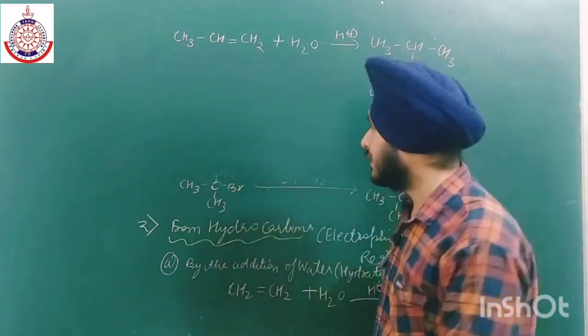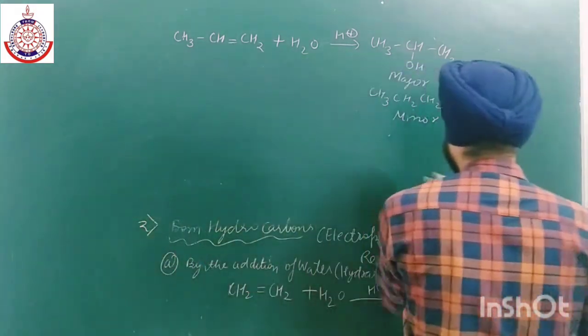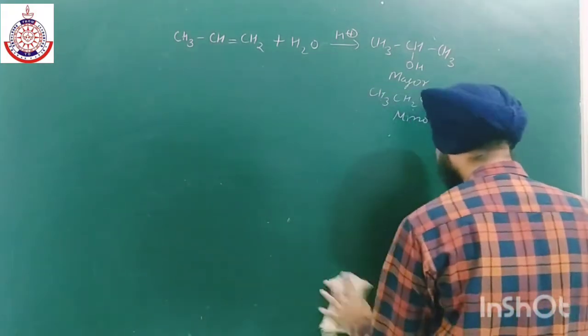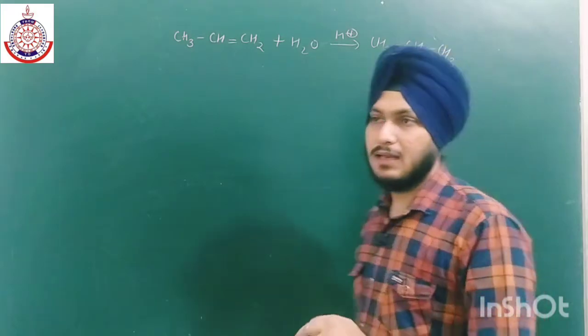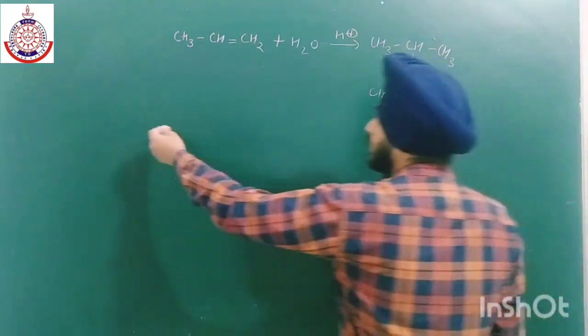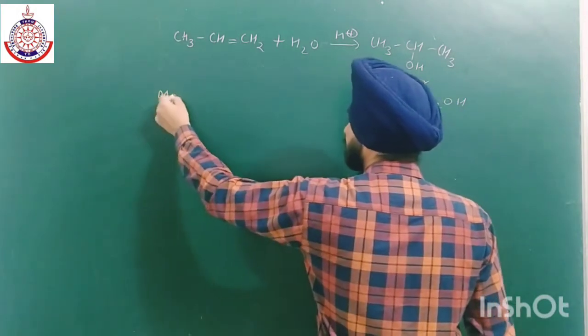Now what is the mechanism of this reaction? This mechanism is known as hydronium ion mechanism, because in the first step hydronium ion will form, and then it will act as an electrophile and will attack on the alkene. So the mechanism.